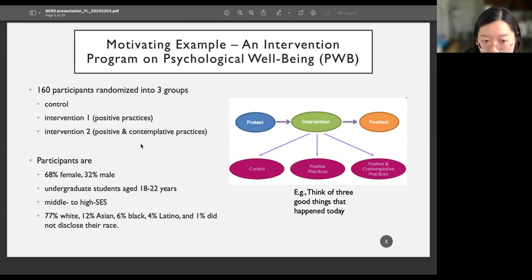And in the second intervention group, they received both positive practices and contemplative practices. For the contemplative practices, we conducted mindfulness meditation, which helps them develop attentional control and emotional regulation, leading to increased positive emotions. And here are some demographics of the participants in this study.